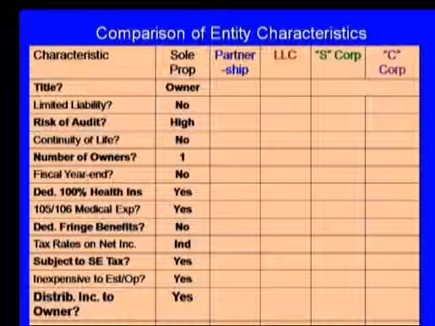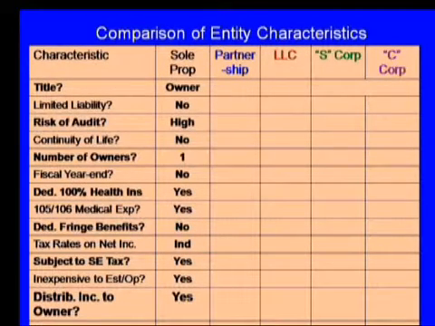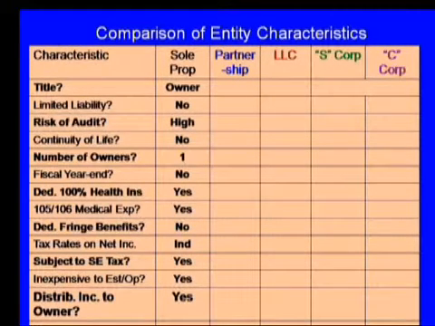Continuity of life, and that can be an issue when we get to corporation discussions. You'll find corporations live forever. As individuals, we don't live forever. Some try, nobody makes it. So the continuity of life of a business as a sole proprietor can be relatively short, a lifetime. Number of owners, it's one. Sometimes with businesses you'll have the spouse involved. Obviously that would be two owners, joint ownership there.